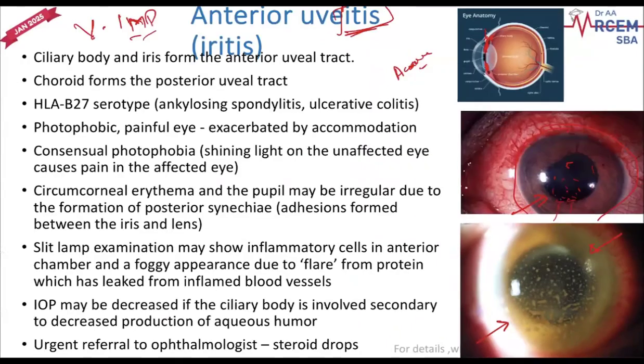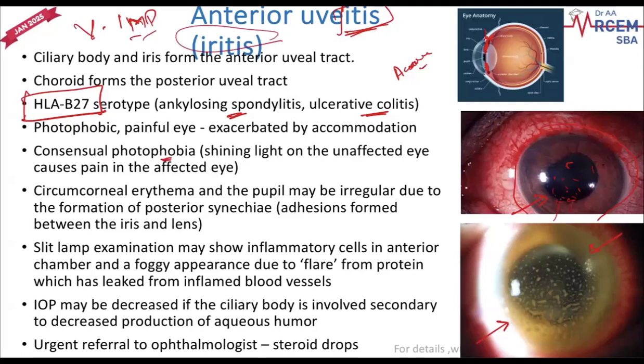If you remember from the previous classes, I keep on saying that anterior uveitis is one of the HLA-B27 disorders. So it can be associated with ulcerative colitis or Crohn's disease or ankylosing spondylitis. If past medical history is suggestive of ulcerative colitis or ankylosing spondylitis and he has presented with a red eye, it is anterior uveitis, which is also known as iritis, until and unless proven otherwise.